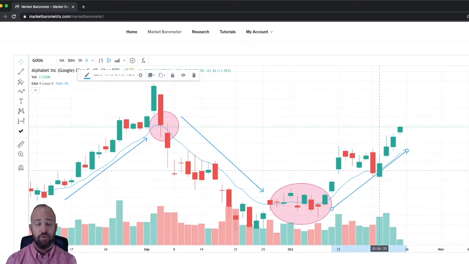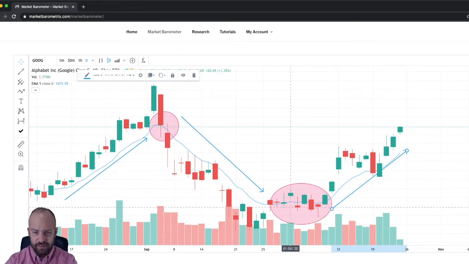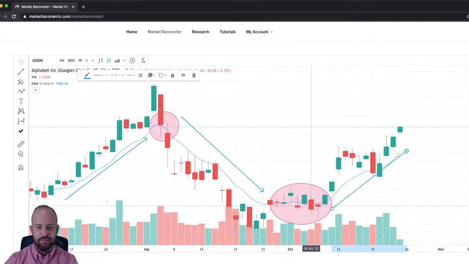So generally, whenever price moves above or below a moving average line, I look for 2 decisive closes on the other side of that moving average line to confirm to me that the trend has changed. Going back to the beginning of October here, you can see the same thing happening.